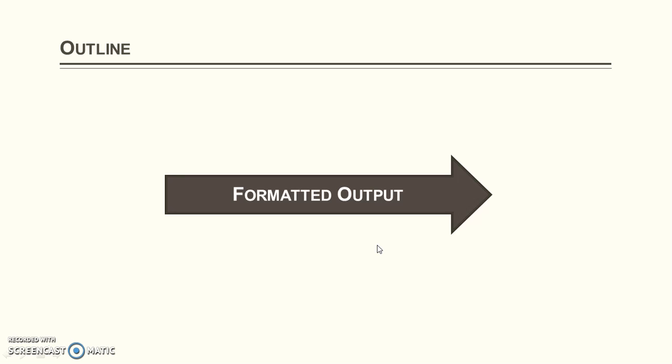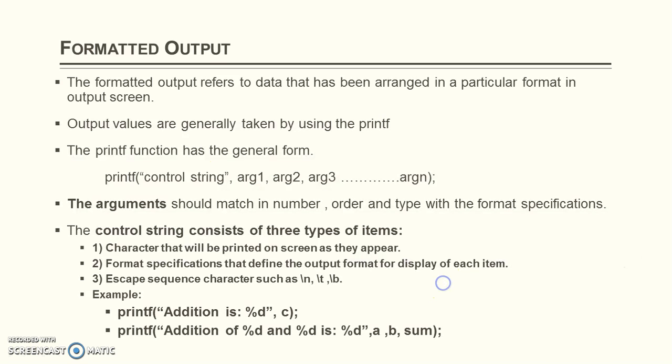It is highly desirable that output is produced in such a way that it is understandable and in an easy-to-use form. It is therefore necessary for a programmer to give careful consideration to the appearance and clarity of the output produced by a program. So what is a formatted output? That can be referred to as data that has been arranged in a particular format on the output screen.